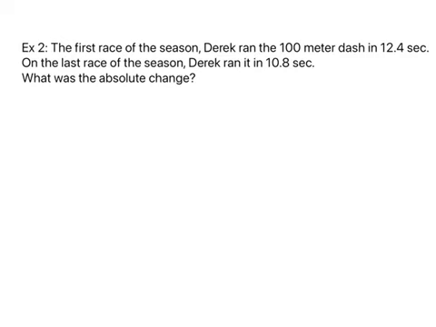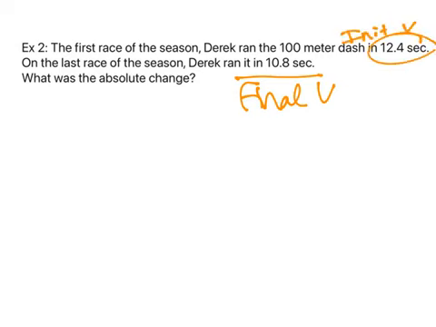The first race of the season, Derek ran the 100-meter dash in 12.4 seconds. On the last race of the season, Derek ran it in 10.8. What was the absolute change? Let's first diagnose the initial and final. The final is the last thing that happened, so this is our final value. And the first time he did it would be the initial value.